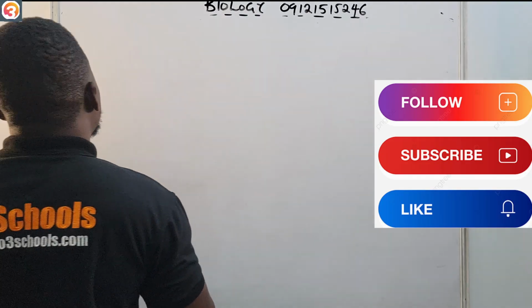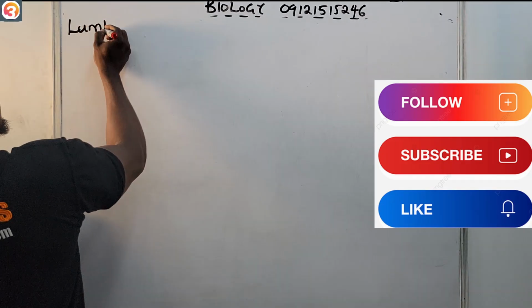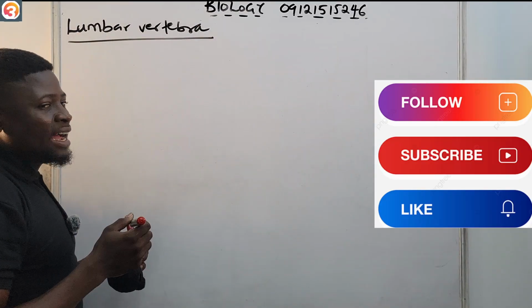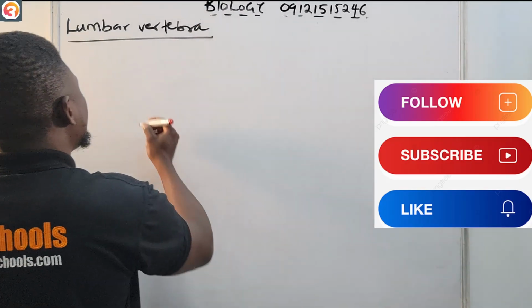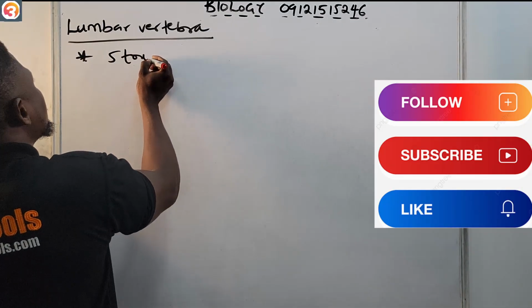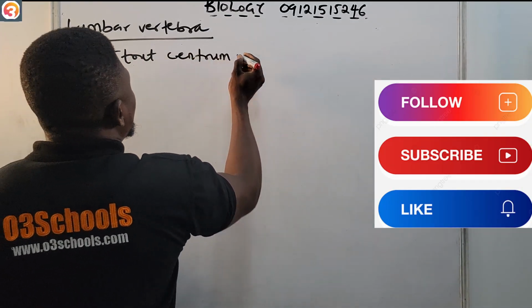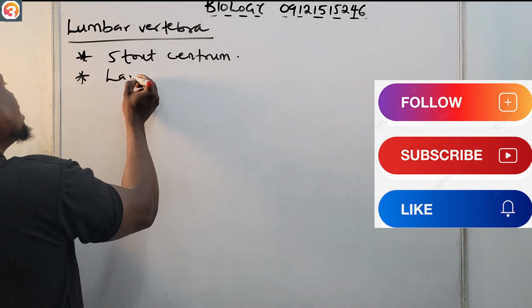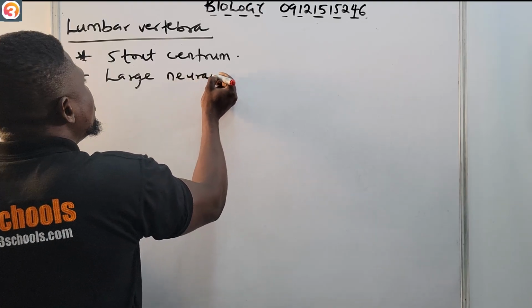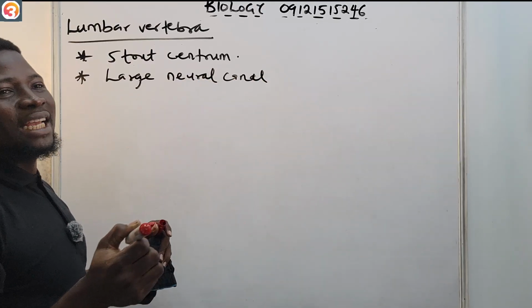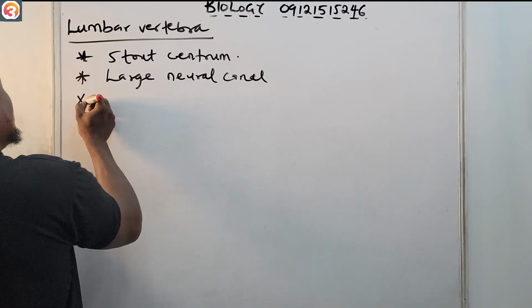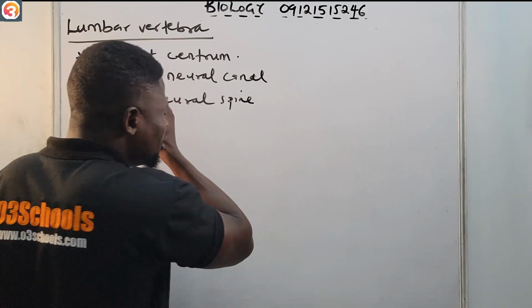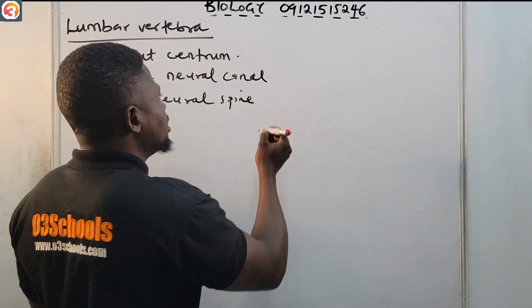So let us now look at the lumbar vertebra. The lumbar vertebra consists of a stout centrum. Number two, it is characterized by a large neural canal. Also, it has a long neural spine. This long neural spine projects upward and forward.